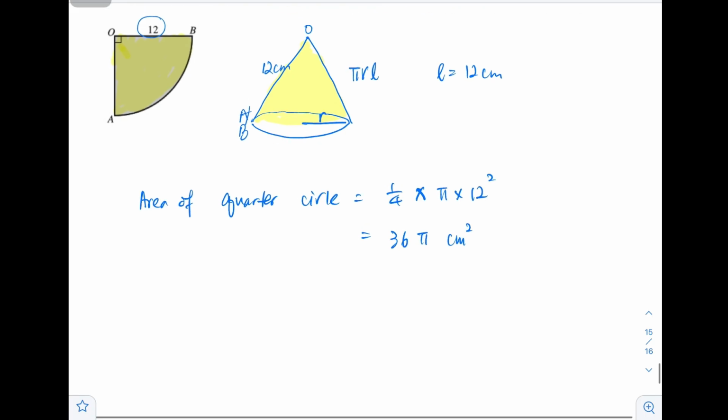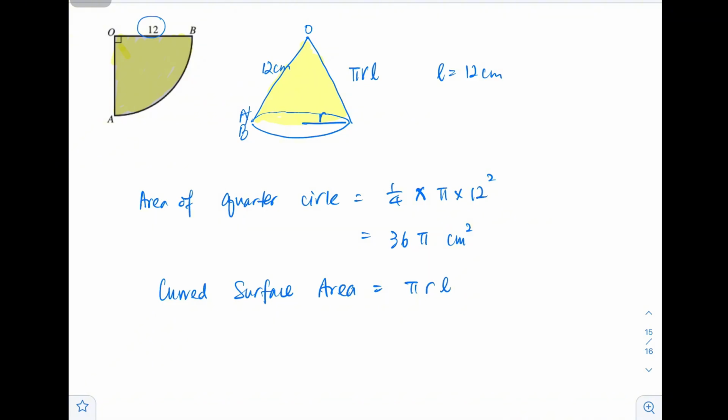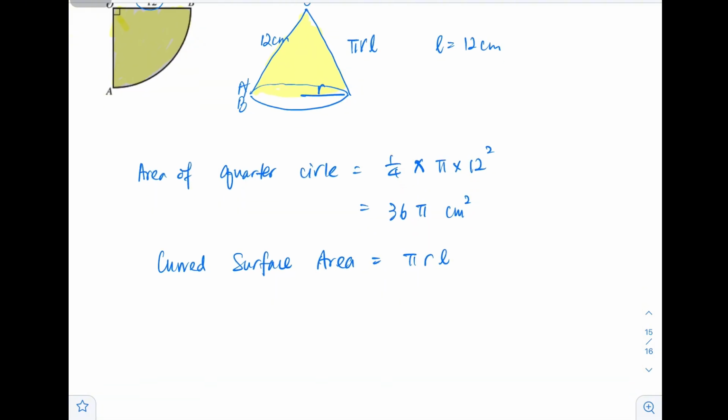But the area of this quadrant is really equal to the curved surface area of the cone, right, which is given by the formula pi RL. Note that the radius of the cone is different from the radius of the quadrant. We already know the curved surface area is 36 pi because the curved surface area is equal to the area of the quadrant, right? We have pi times the radius of the cone, which is what we want to find, times the slant height, which is 12. Okay, the slant height is actually the radius of the quadrant.